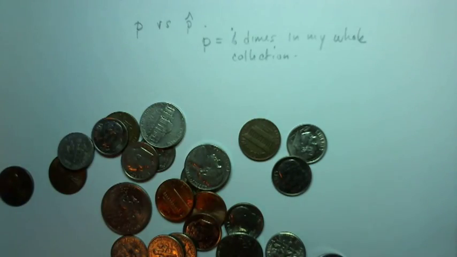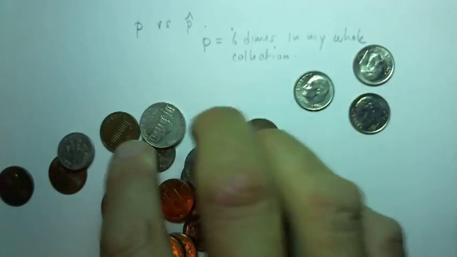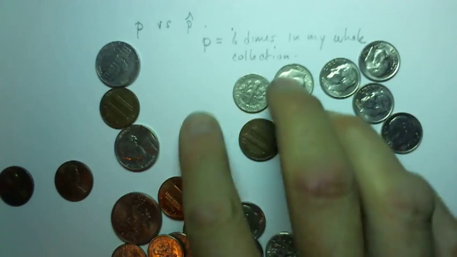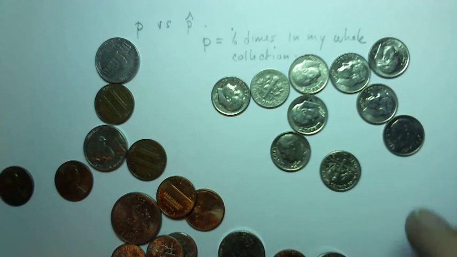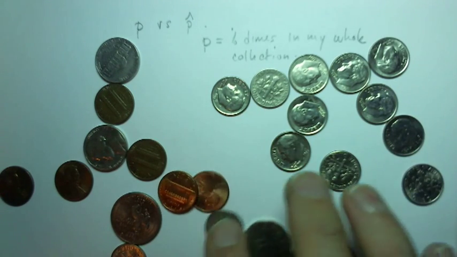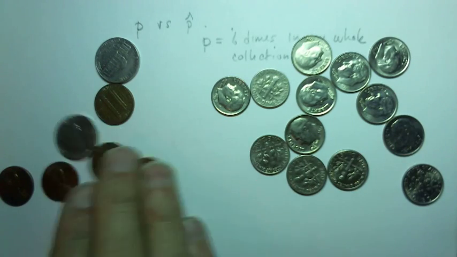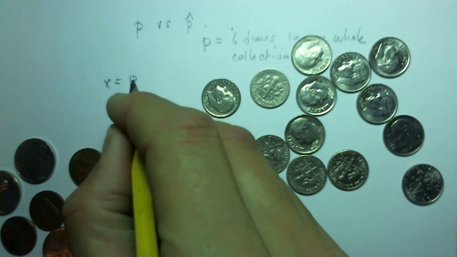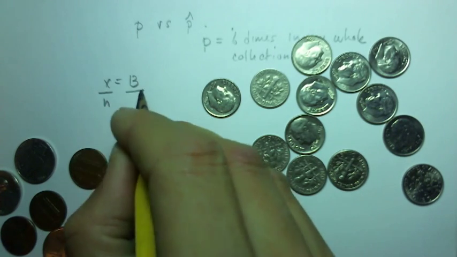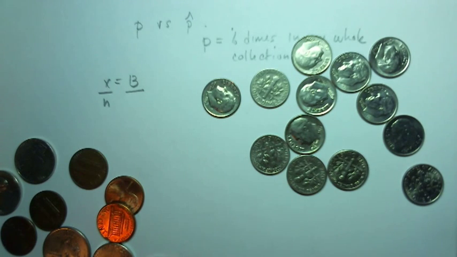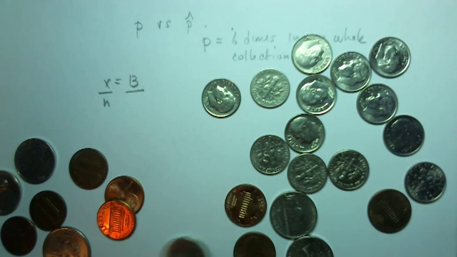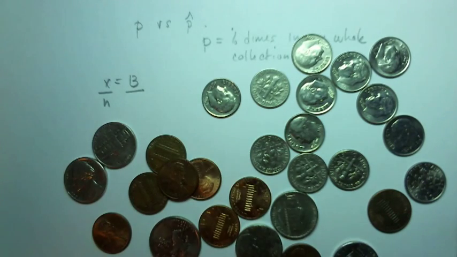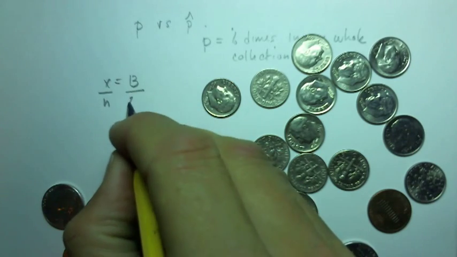All right, looks like I got a lot of dimes here. I got 1, 2, 3, 4, 5, 6, 7, 8, 9, 10, 11, 12, 13 dimes. I got 13 dimes, so x was equal to 13, but altogether I had a handful of 28 coins. So I had 28 coins.